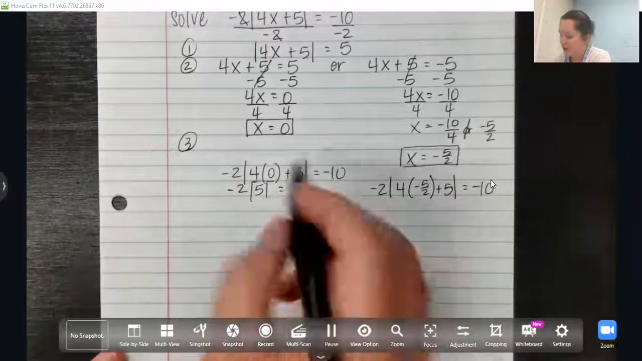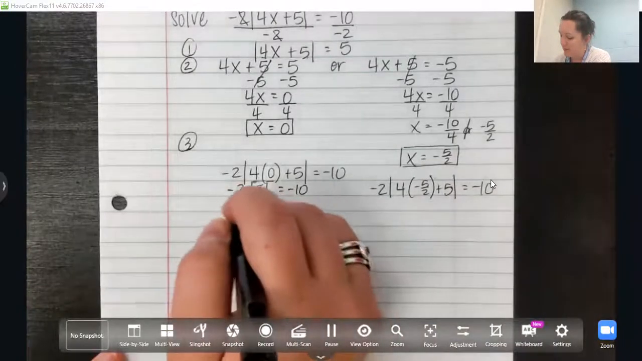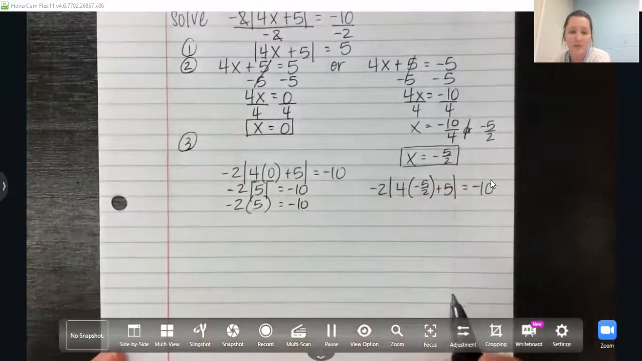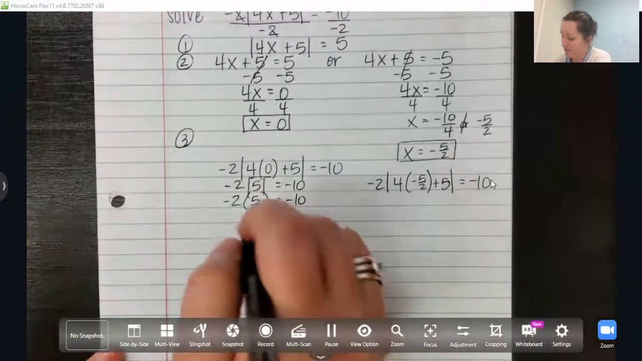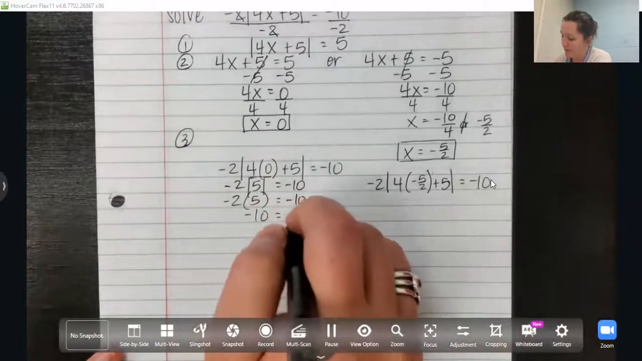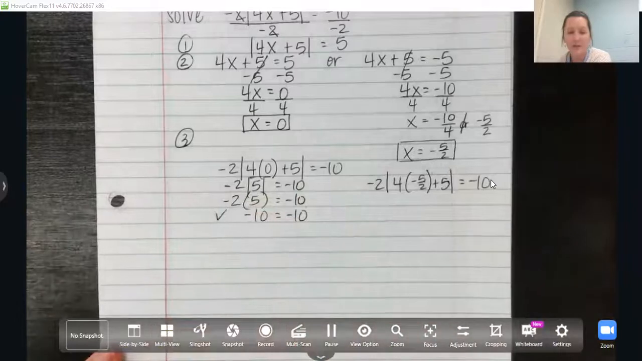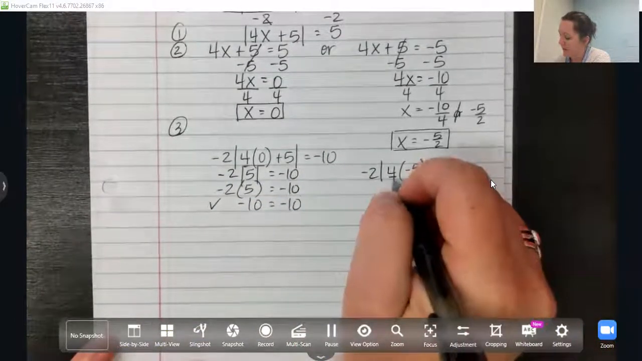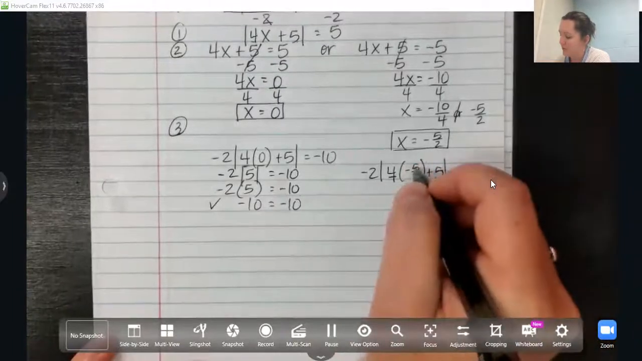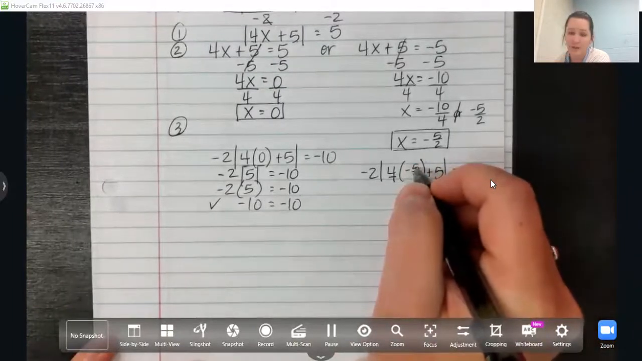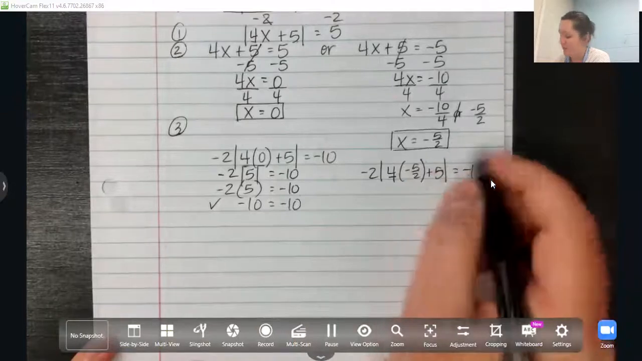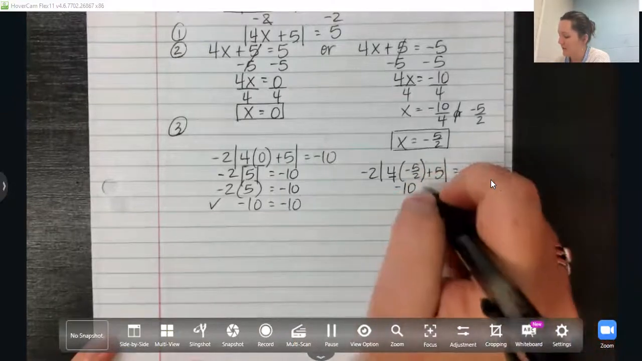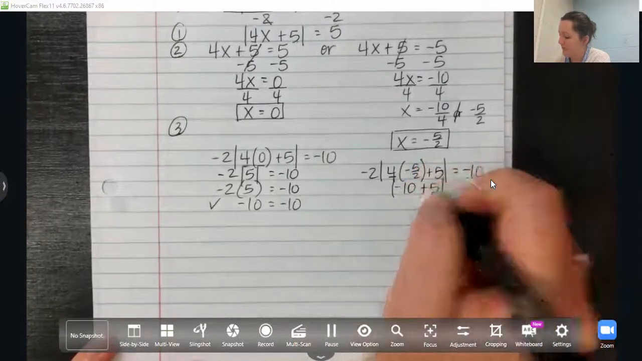The absolute value of 5 is 5. So once we take it out of the absolute value bars, it's just being multiplied to that negative 2. So we have negative 10 equals negative 10. All right, that checks out. That's good. All right, and then 4 times negative 5 over 2, we can multiply straight across. Is 4 times negative 5 is negative 20, divided by 2 is negative 10 plus 5.